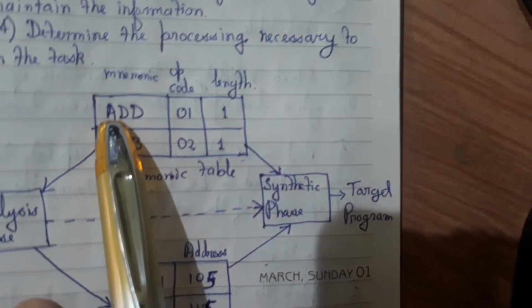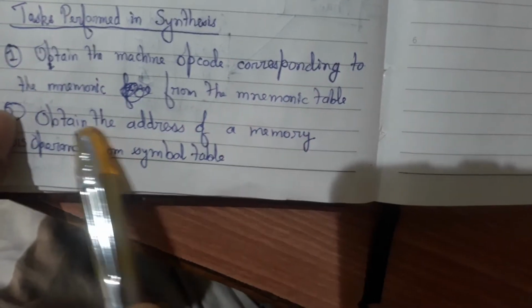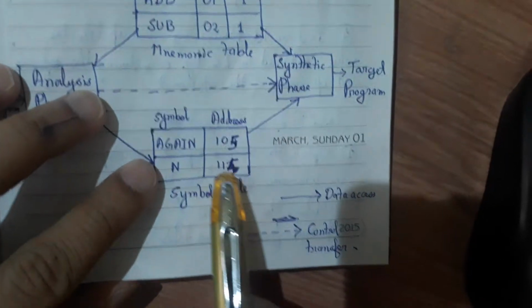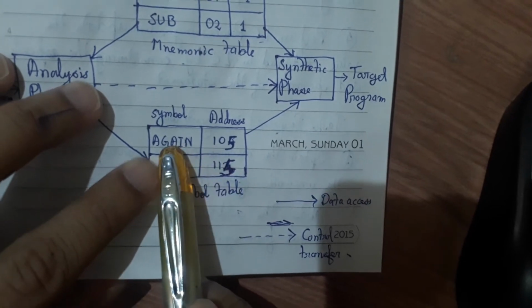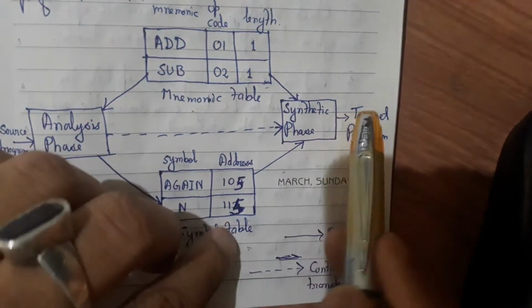That means the machine opcode for the mnemonic add is 01. So it is the opcode from the mnemonic table. Obtain the address of a memory operand from the symbol table. Obtain the address of, say, n is 115. Address of again is 105. So take these two values and build the machine code.